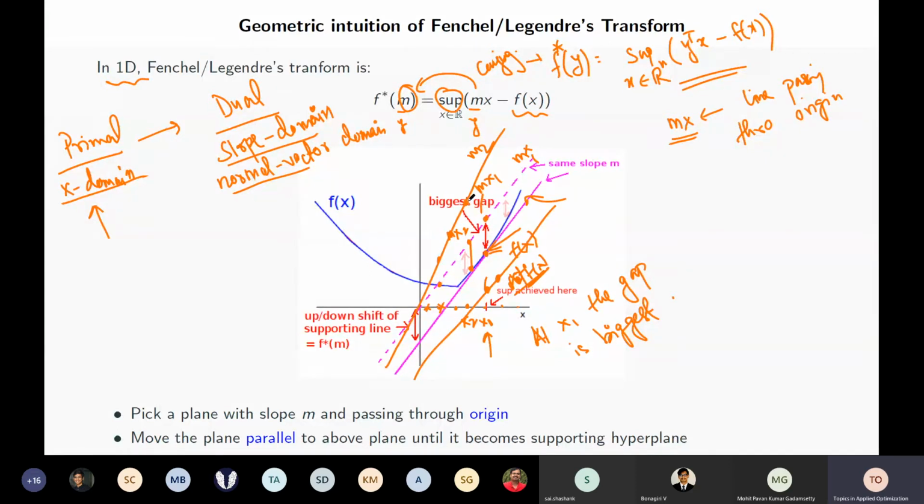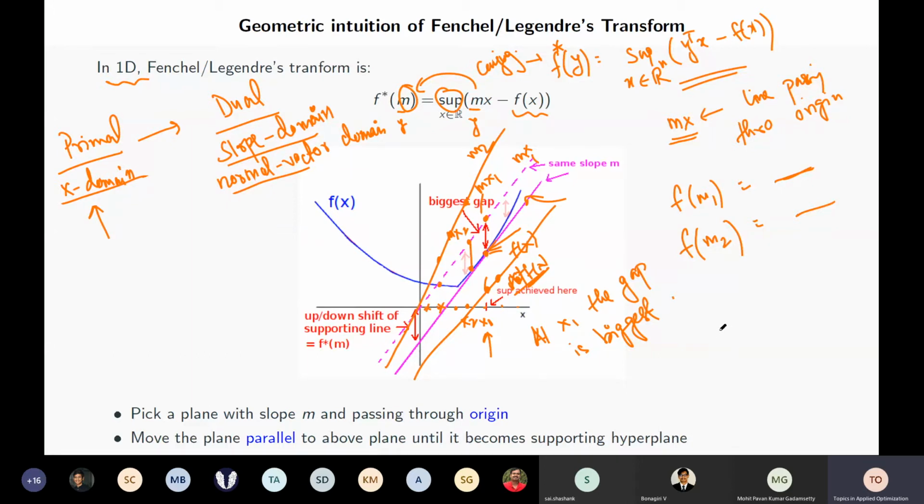Once I find the largest gap, that determines the function value for that m. Because this is a function of m, I have to tell each time, for m1 what is the function value, for m2 what is the function value. This can be done with the supremum. It may be tedious, it may not be obvious, but we will see rules to make computing this conjugate more trivial. For the moment, it is possible to find this because the supremum always exists. We have seen this before, so it is always possible to define this function.